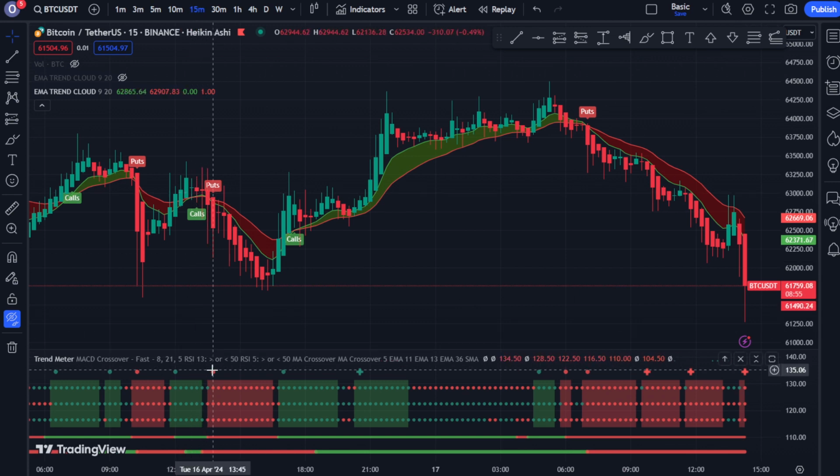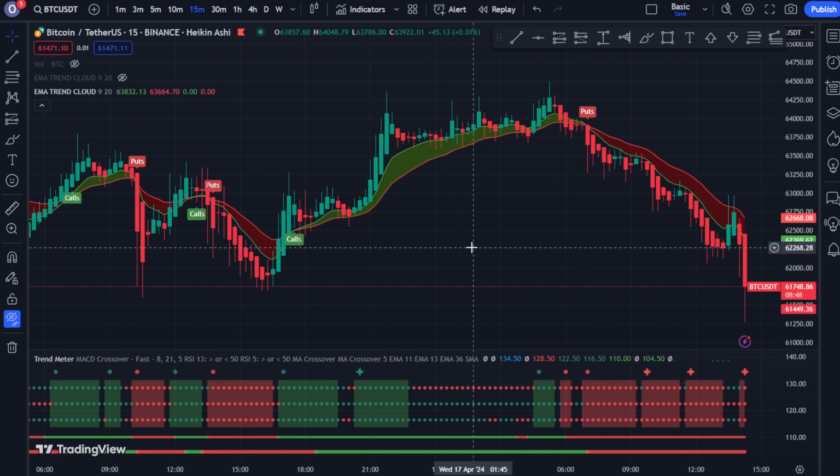This is just a simple trading strategy, but I have been using it with good results. Remember to do your due diligence, as this is not financial advice.